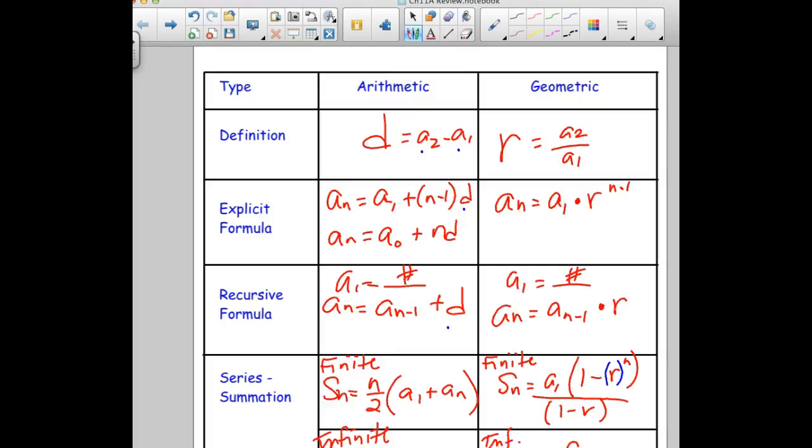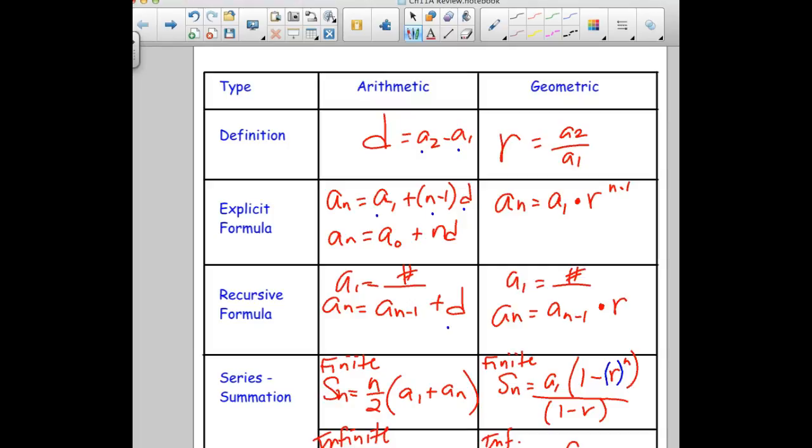All right, we have two types. We have explicit and recursive. Explicit is the one that we use when we're trying to find just a single term somewhere in our sequence. Recursive is what we use if we want to build a whole sequence from a starting number. All right, so for an explicit formula for arithmetic, we have the first term plus n minus 1 of our common differences added to it.